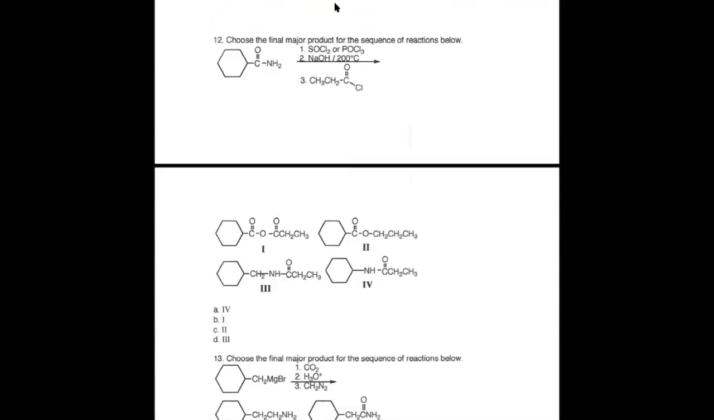All right, so now we can keep going. Choose the major product for the sequence of reactions below. So we have an amide, and then we have SOCl2 and POCl3. Do you remember my little stupid mnemonic from recitation the other day with the SOCl2? Oh no. But isn't it going to change it to Cl? No. What's it going to do to the amide?